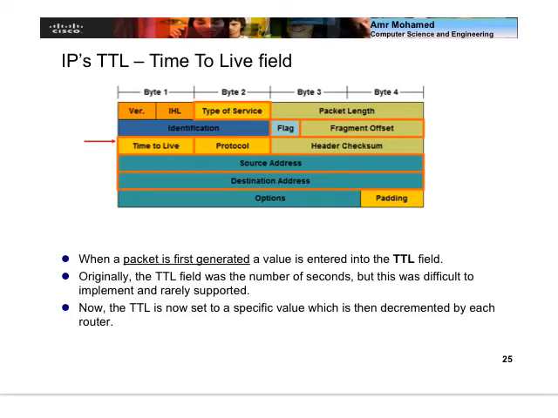So it's not a timestamp in particular. It's actually a number of routers, because they found that it's a much easier technique to have each router subtract 1 and that's it. So it's much easier compared to dealing with timestamps. So the time to live is set to a specific value which gets decremented by each router.